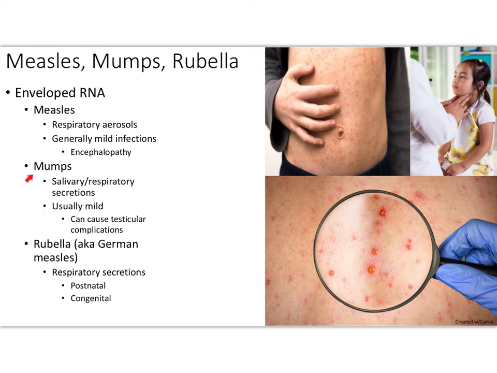Our next virus that we are going to talk about here on this slide is the one that causes mumps. Mumps is primarily spread through salivary or respiratory secretions. So most of the time we're talking about close contact, something like, again, sharing drinks or kissing. It can be spread through respiratory secretions, although that's not quite as common as through salivary secretions.